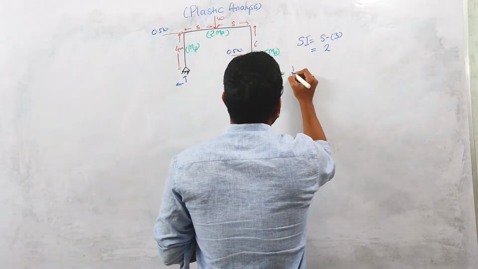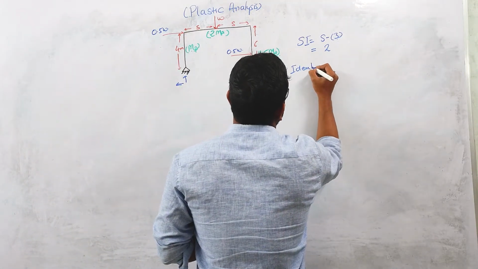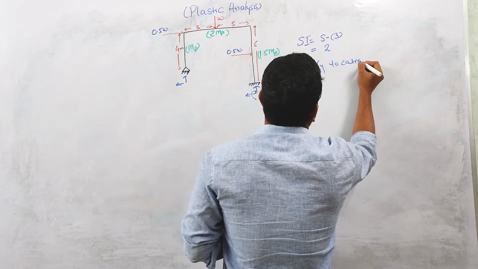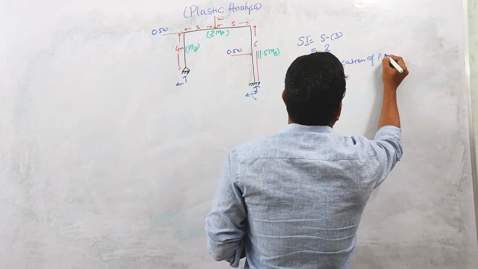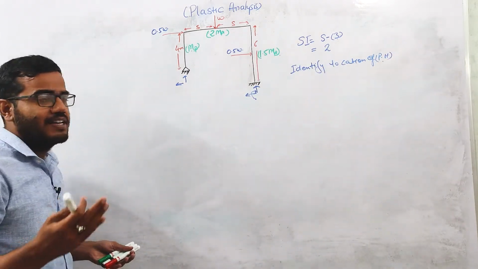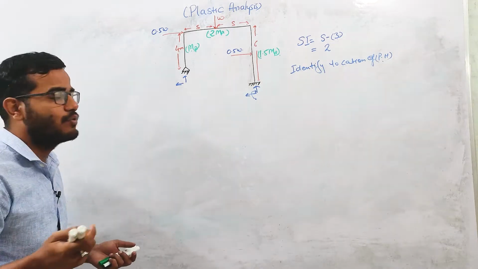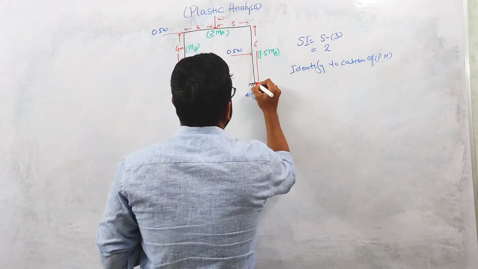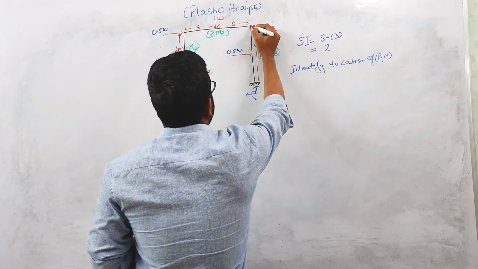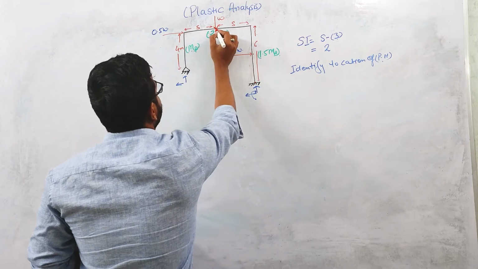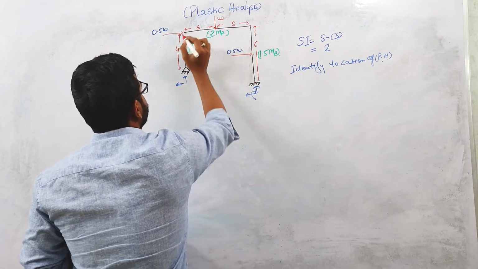To identify the location of plastic hinges, where plastic hinges can form in this frame, we need to identify those locations. The first plastic hinge can form at this point, the second at this point, the third at this point, the fourth here, and the fifth at this point, right?